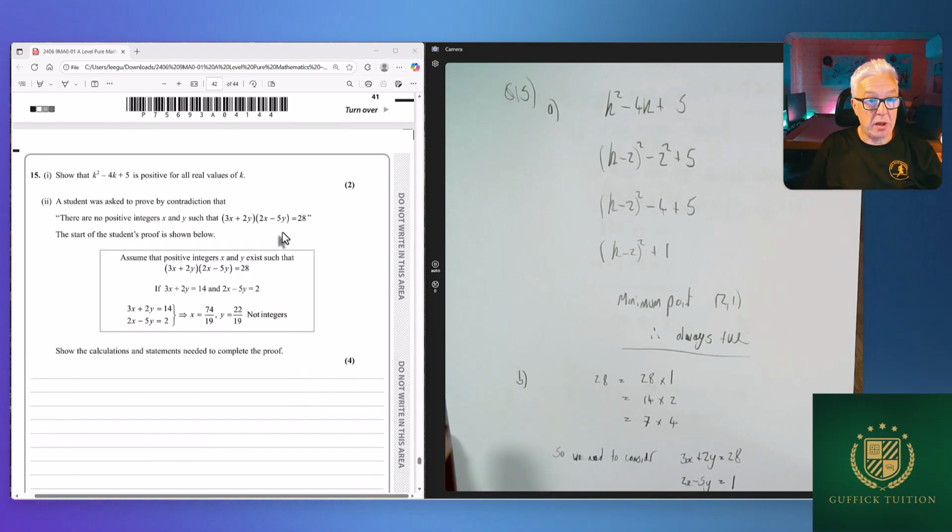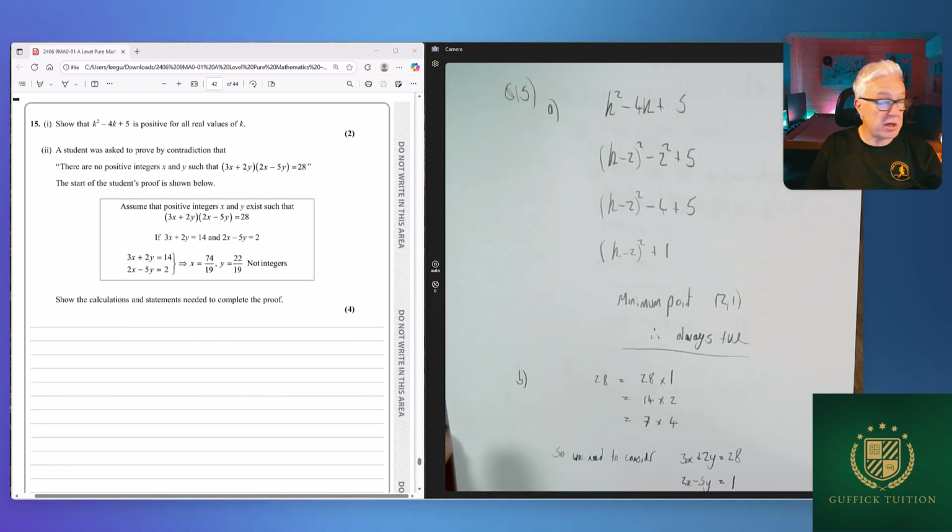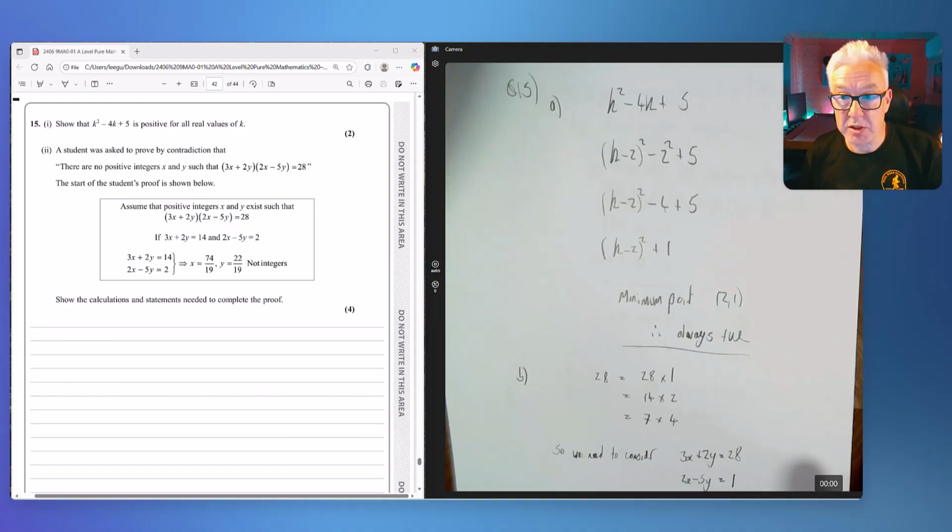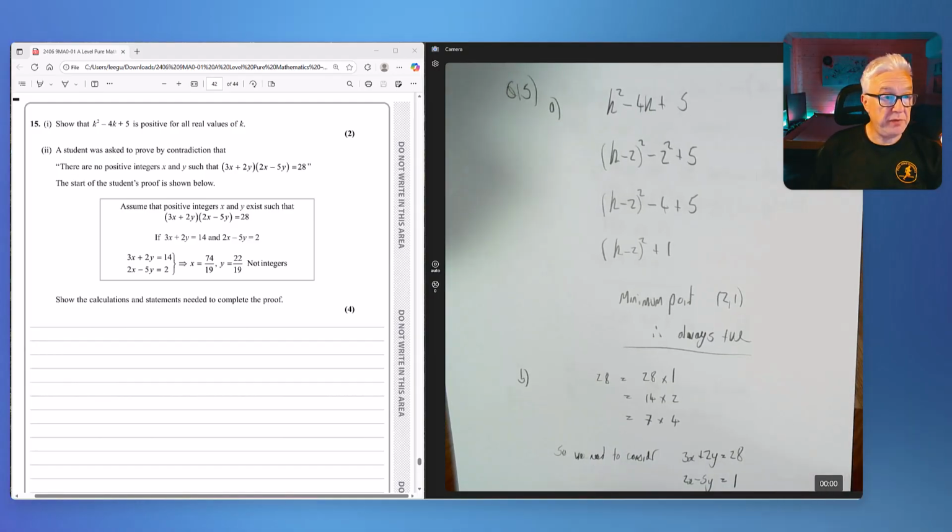Hello everyone, we've got to the last question now, a proof by contradiction question on this paper 1 from 2024. So question 15 part 1. Show that k squared minus 4k add 5 is positive for all real values of k.